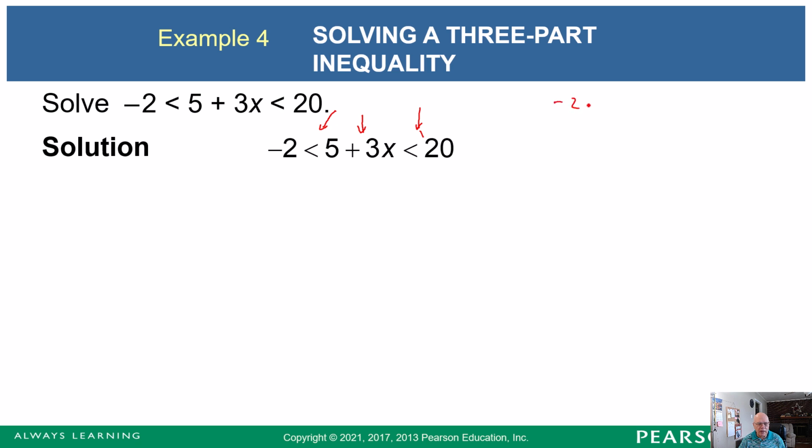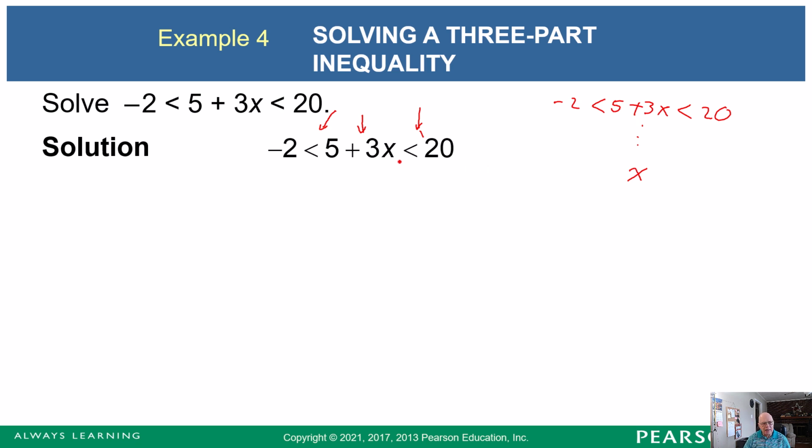Let's write up here again. -2 less than 5 plus 3x less than 20. What you want to do is end up with x in the middle. Got that? Just like with equations, you want to end up with x, 1x. No minus x, just x.